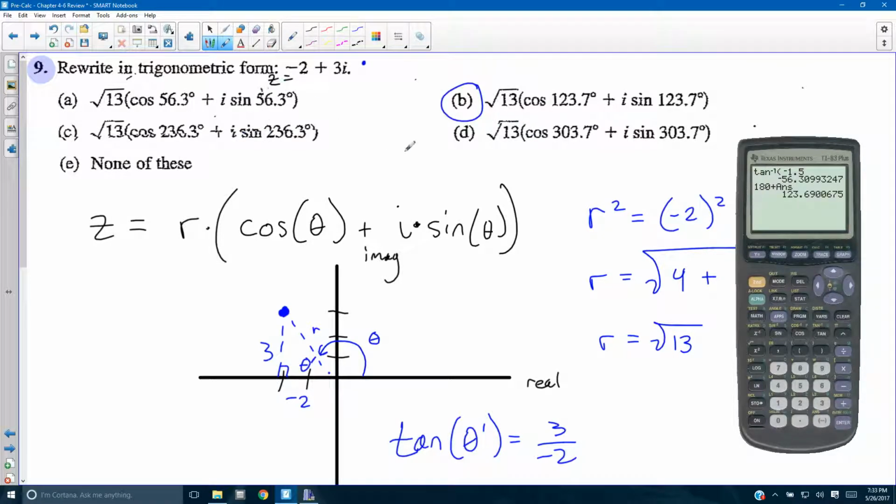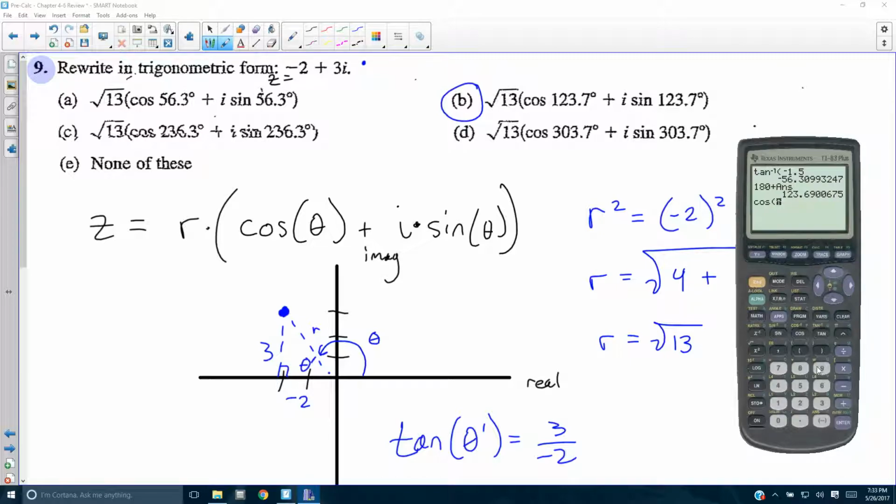My guess is all of these other answers, and I can really see it from part A, are this same reference angle built in different quadrants. For example, 56.3 could be built in the first quadrant. 236.3 is 56 more than 180, and this is probably 56 less than 360 right there. So they kind of all have the same answer there, and this is one of those where they can trick you with multiple choice kinds of things, right? This is the one answer that works here, so check this out.